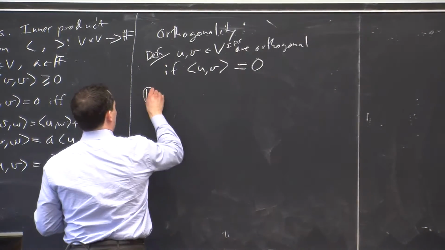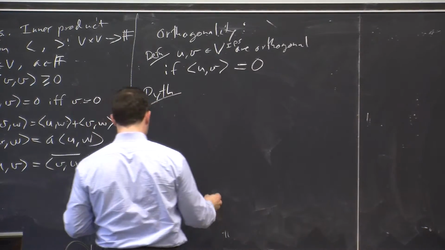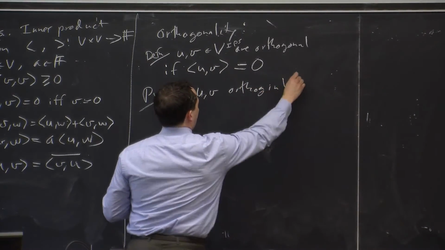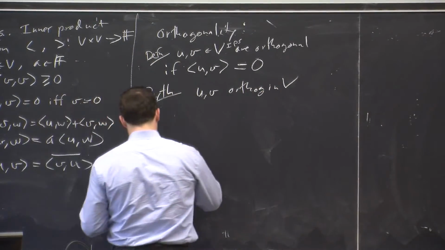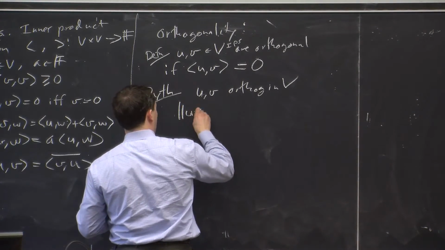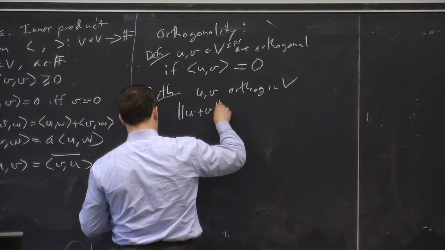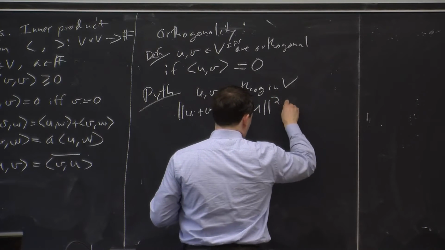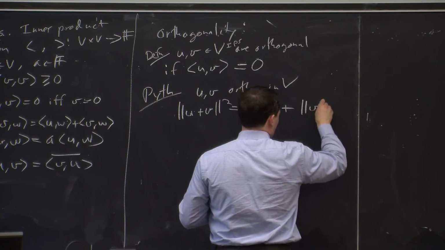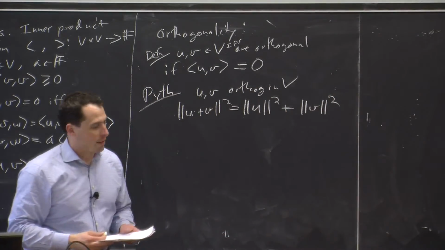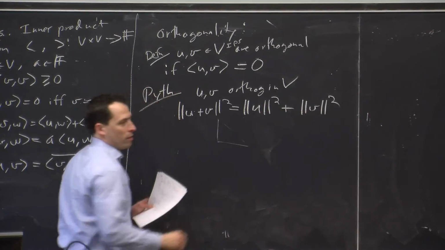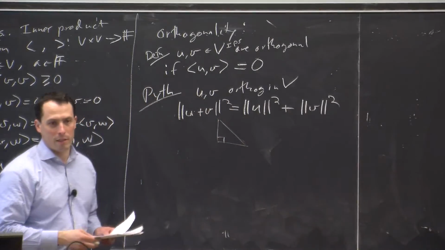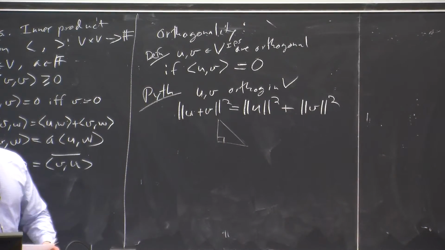And from that, we also had a couple of simple results like the Pythagorean theorem, which said that if u and v are orthogonal vectors in the inner product space V, then the norm of their sum squared is equal to the first one's norm squared plus the second one's norm squared. And that's the usual right triangle situation, but now we've abstracted what we mean by two vectors being perpendicular. So we can talk about right angles in any inner product space.